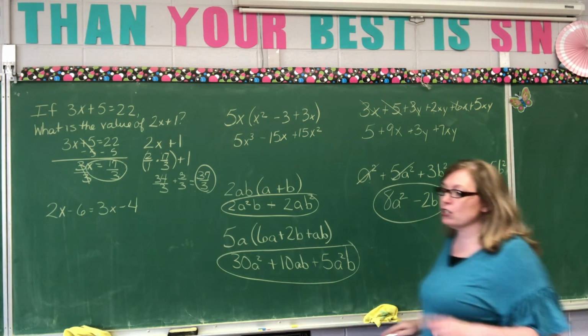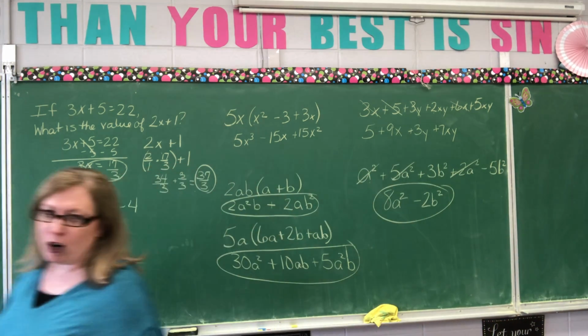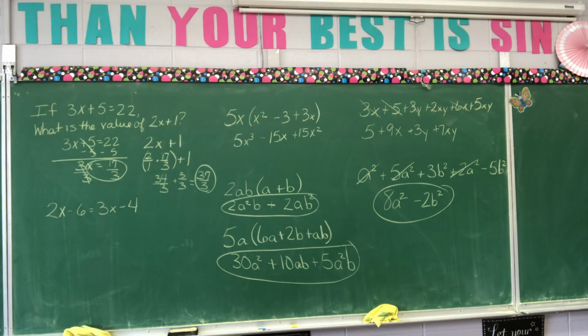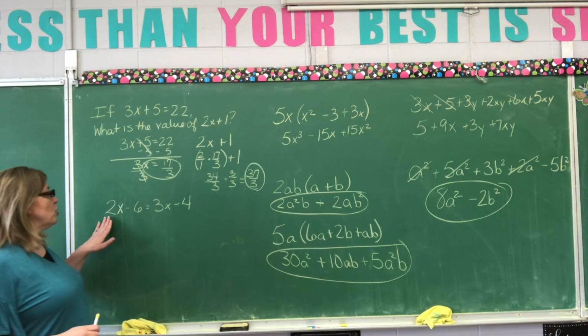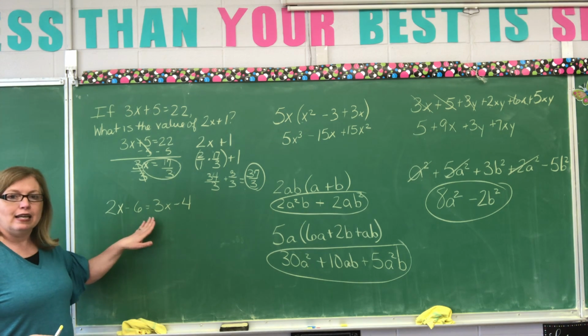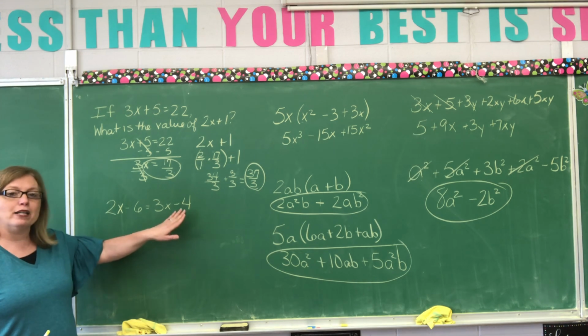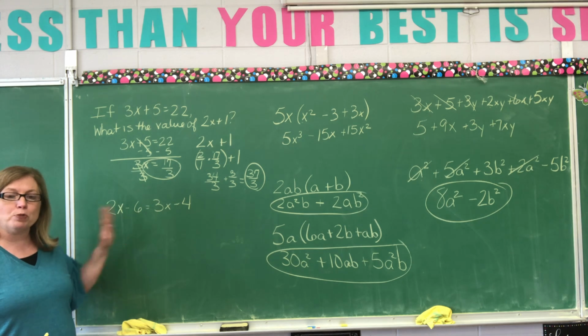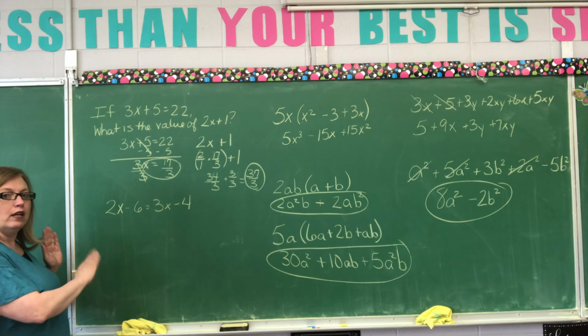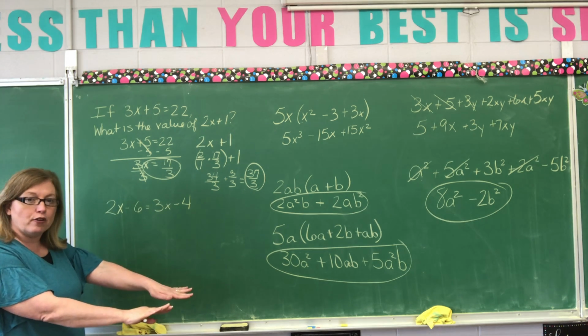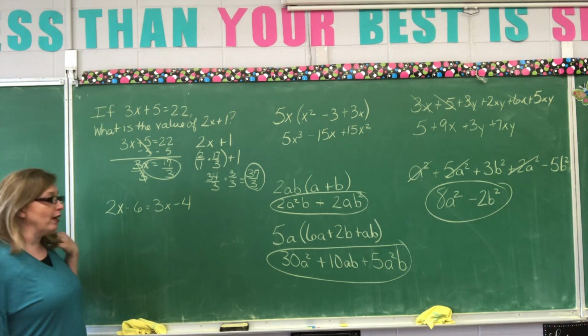All right? Let's look at one more problem over here on this side of the board. Over here we have the problem, excuse me, 2x minus 6 equals 3x minus 4. I need to solve this problem. Remember, I need to get all of the x's on one side and all of the constants on the other. Constant's just another word for a number.